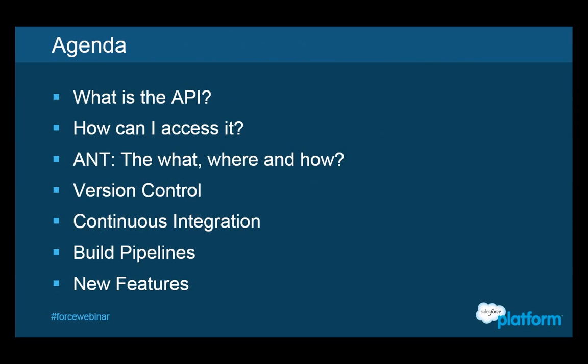So here's what we're going to talk about today. Really, we're going to give an outline of what the API is, and then move into how can I access the API in terms of tools available on the platform. And quickly we want to move into Ant or the Force.com migration tool. Really, we see a lot of our developers move to that technology pretty fast. And then with the API, there are lots of things outside of the Salesforce ecosystem, but in the wider open source ecosystem that we find valuable. Things like version control, continuous integration, and build pipelines. Finally, we're going to look over the last couple of releases from Salesforce and share some features that we think are useful with regards to the API.